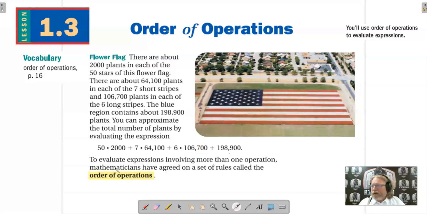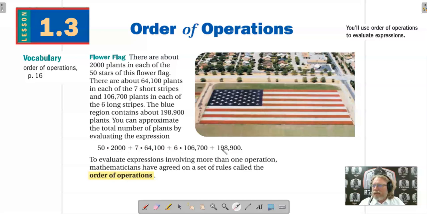198,900. To evaluate expressions involving more than one operation, mathematicians have agreed on a set of rules that are known as the order of operations. So the definition for order of operations is, we could say that it is the set of rules that are agreed on by mathematicians. And the operations that are in there, we see addition, we see 3 plus signs in there, but we also see some multiplication signs in there.